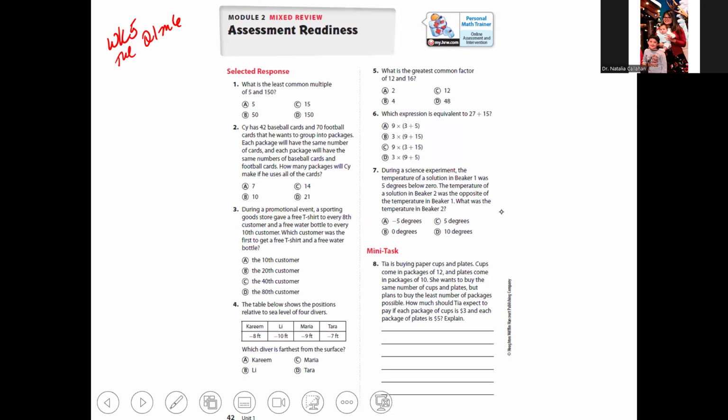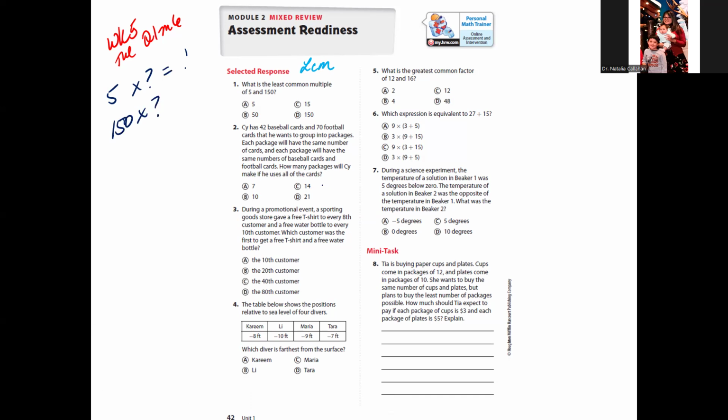Okay, how do you find the least common multiple? Think about it. Is it going to be a big number or a small number? Yeah, it's going to be the biggest number that could go into 5 and 150. It's asking you 5 times what number and 150 times what number equals the biggest common number that they have. Do you see that? Yeah.